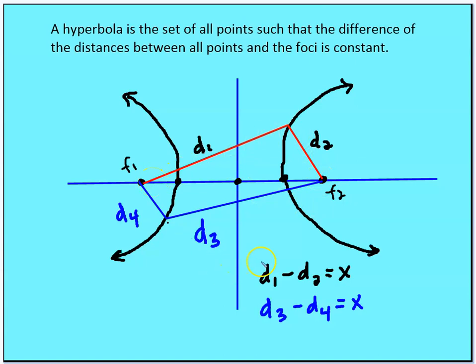We can also consider this to be the absolute value of the distances. So it doesn't matter, let's say, what order we subtract the distances from each other. That absolute value is always going to be constant. So d3 minus d4, d4 minus d3, it doesn't matter as long as we have those absolute value brackets on. The difference of those distances is always going to be constant.